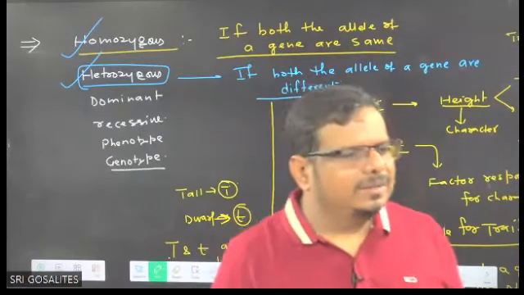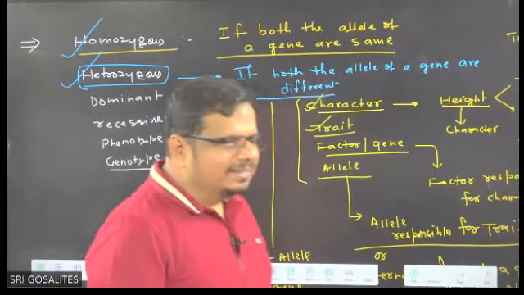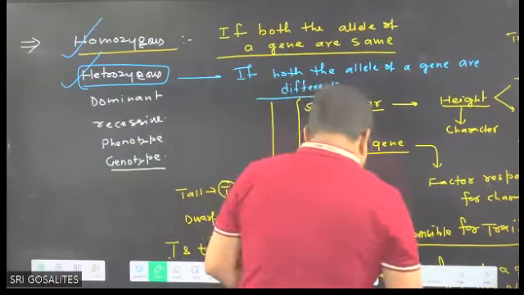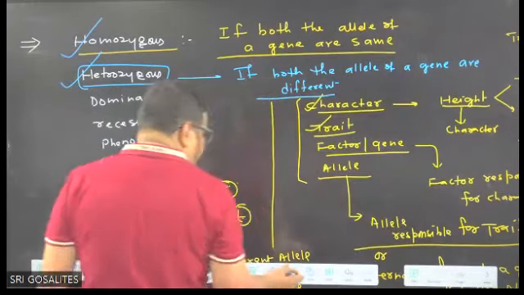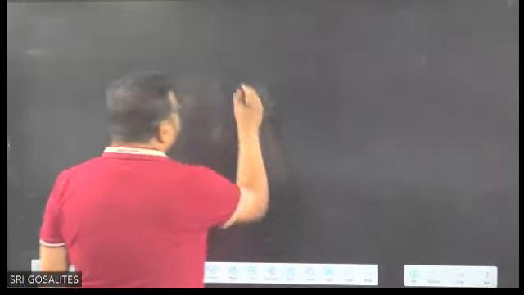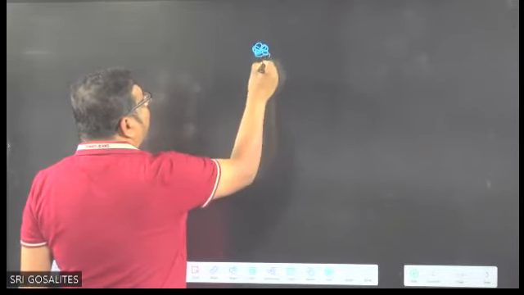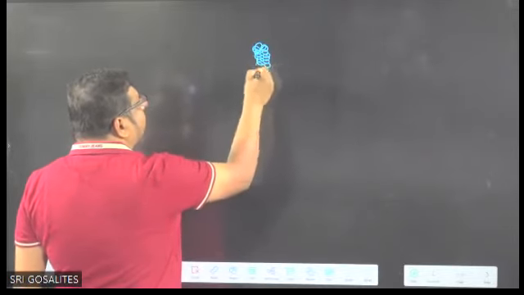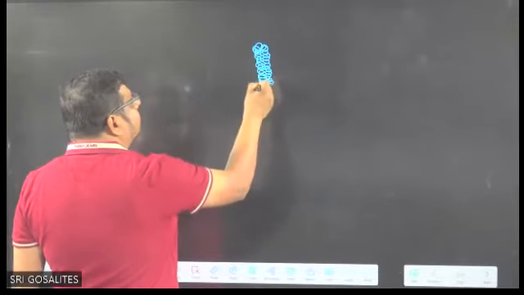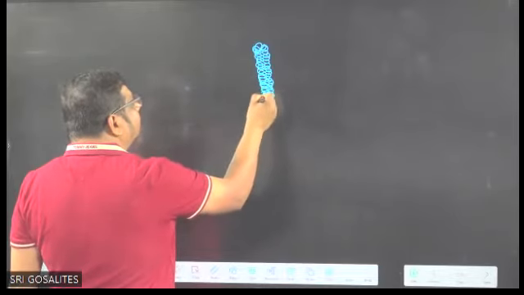Say about centromere, sir. There is a question from the students. Centromere is the constriction on the chromosome. It is also called primary constriction. This is a chromosome, right? Look. This is a chromosome. I am drawing. This is the chromosome.